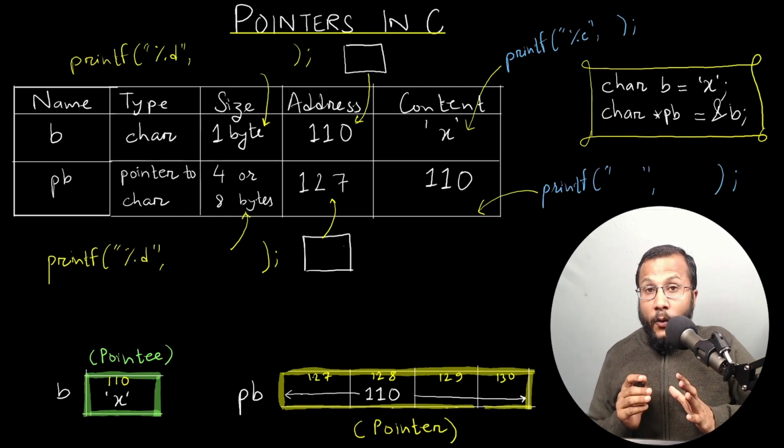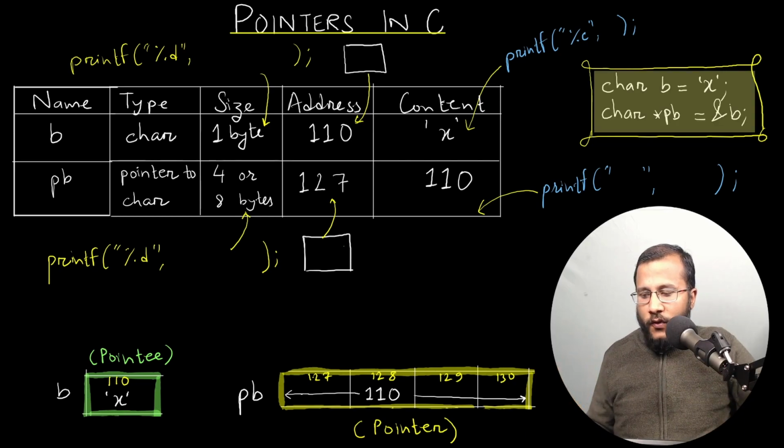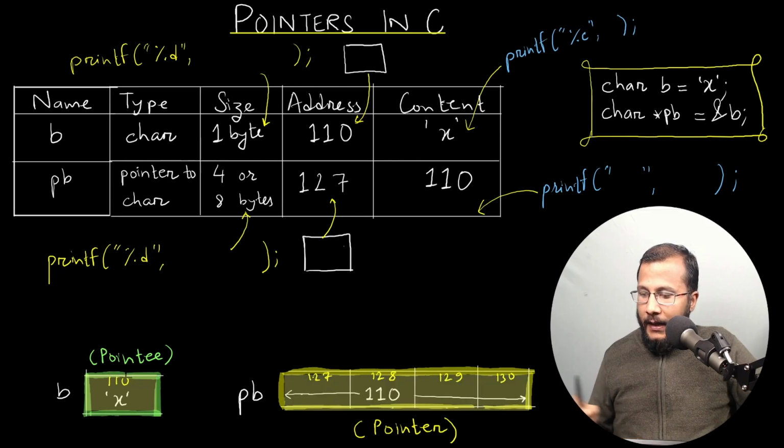Now let's see how we can display all these values in our terminal using the printf statement. First of all, the same example: a character b is created which has x stored in it. The address of b is 110, as highlighted here. And pb is a pointer which has the address of b. So we say pb is a pointer and b is a pointee. So pb points to the pointee b. This is demonstrated here.